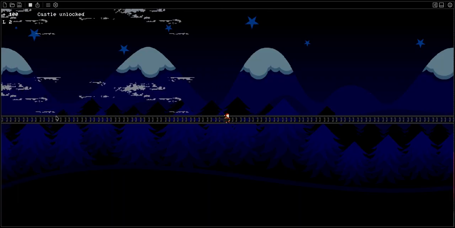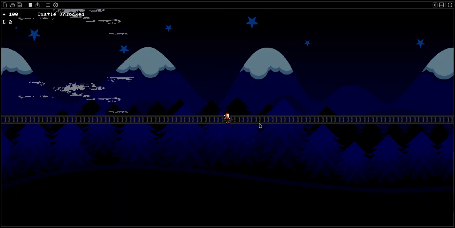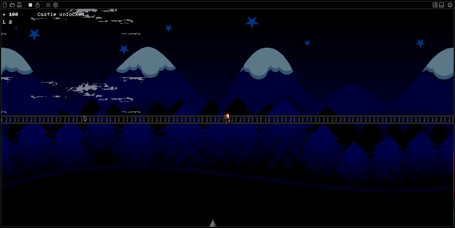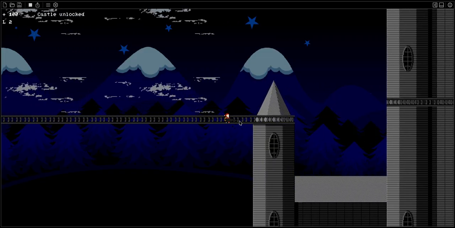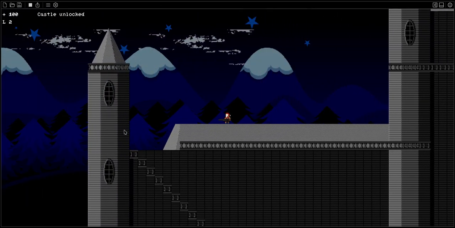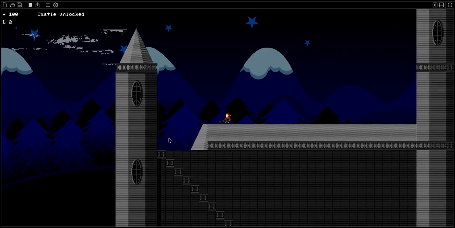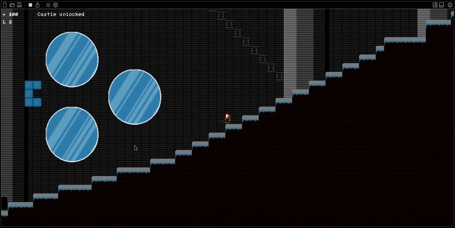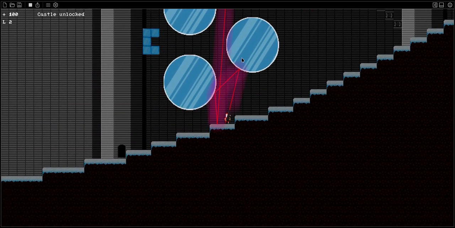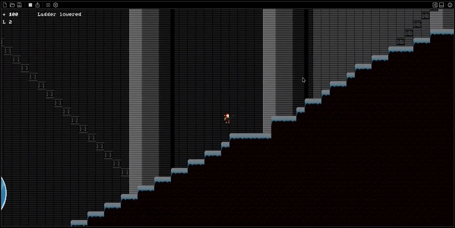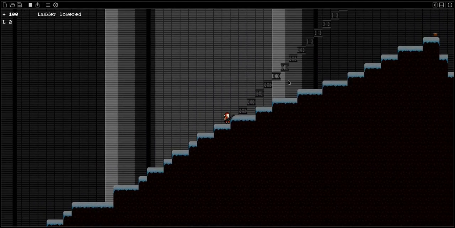And this creates a long bridge from the previous checkpoint into the castle, as well as unlocks this latch right here, which is normally closed and there's no way to get inside. So you go down here and we have another reflector which turns on this button, which then lowers this ladder.